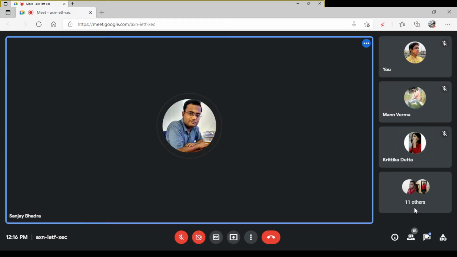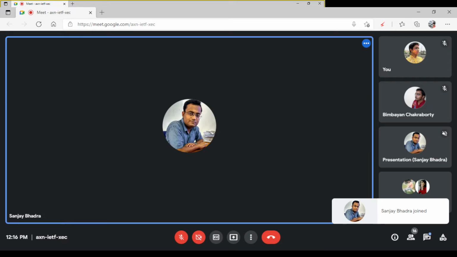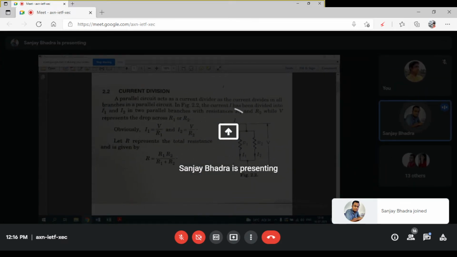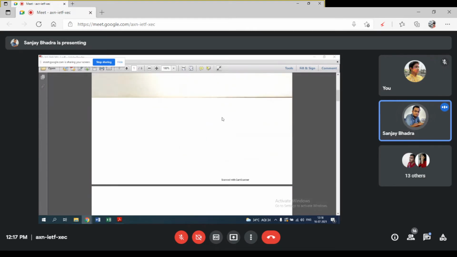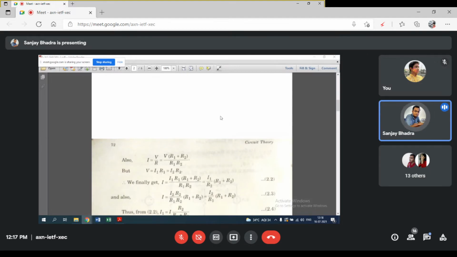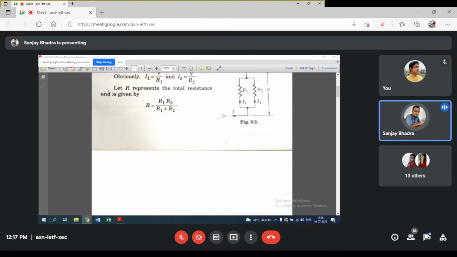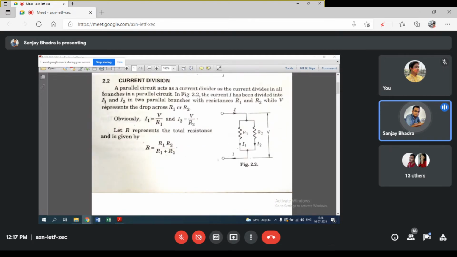Fine then. So we will just get back to the thing. That is why you can write I1 is equal to V by R1 and I2 is equal to V by R2. And also, as R1 and R2 are in parallel combination, you can write R1 R2 divided by R1 plus R2 because it is the equivalent resistance. Next, as a part of the proof, we can also write the total current is simply V by R.